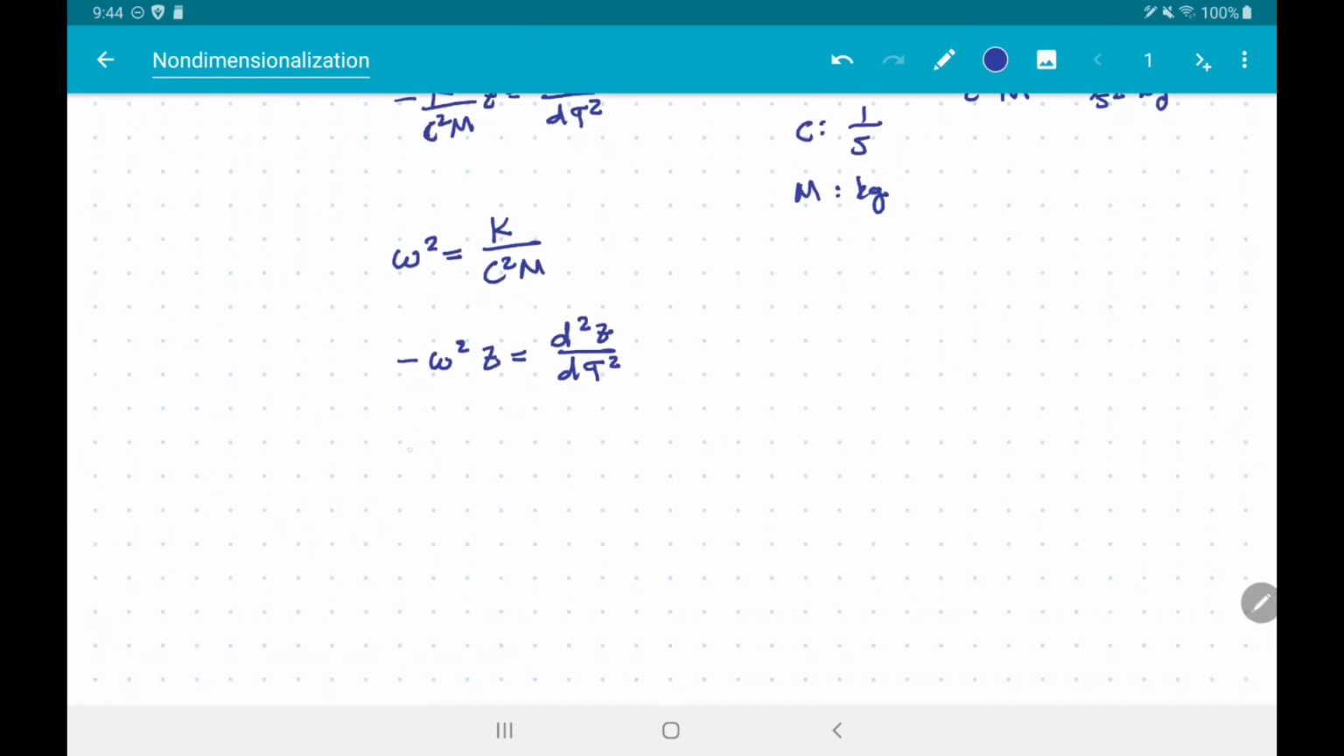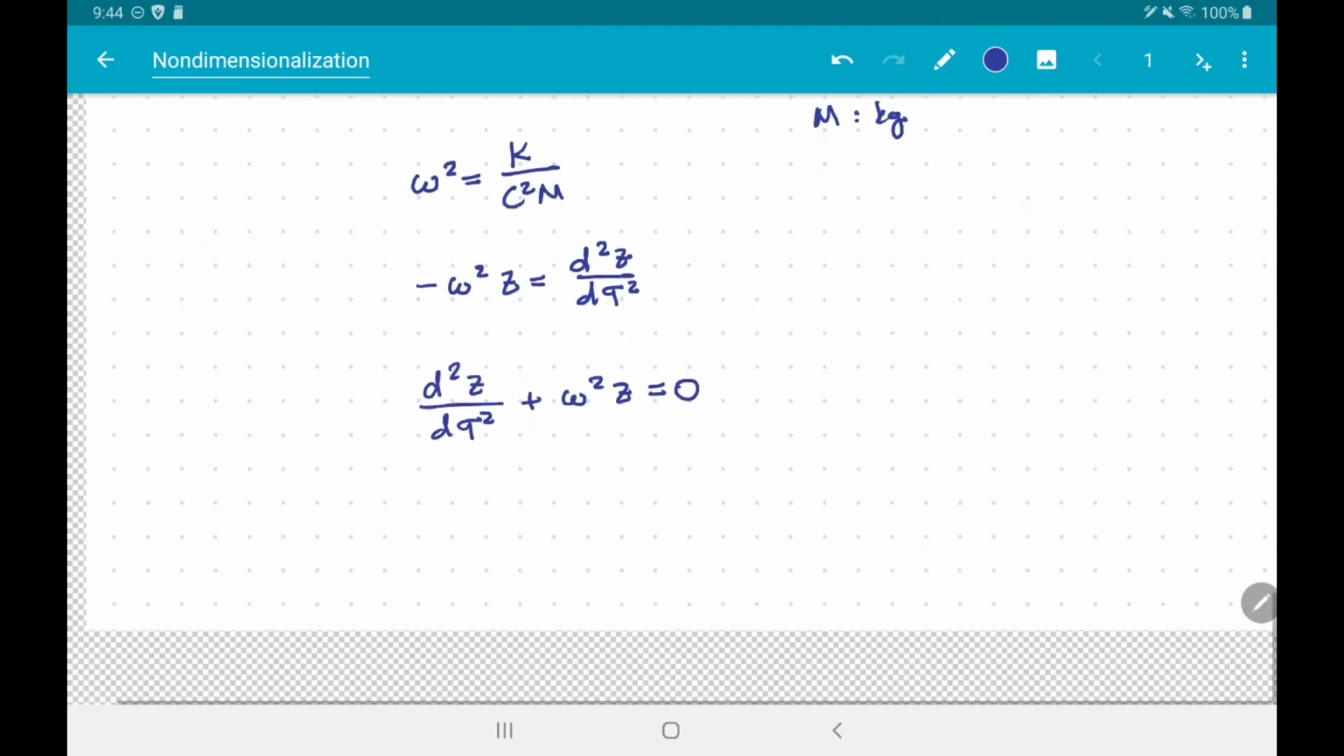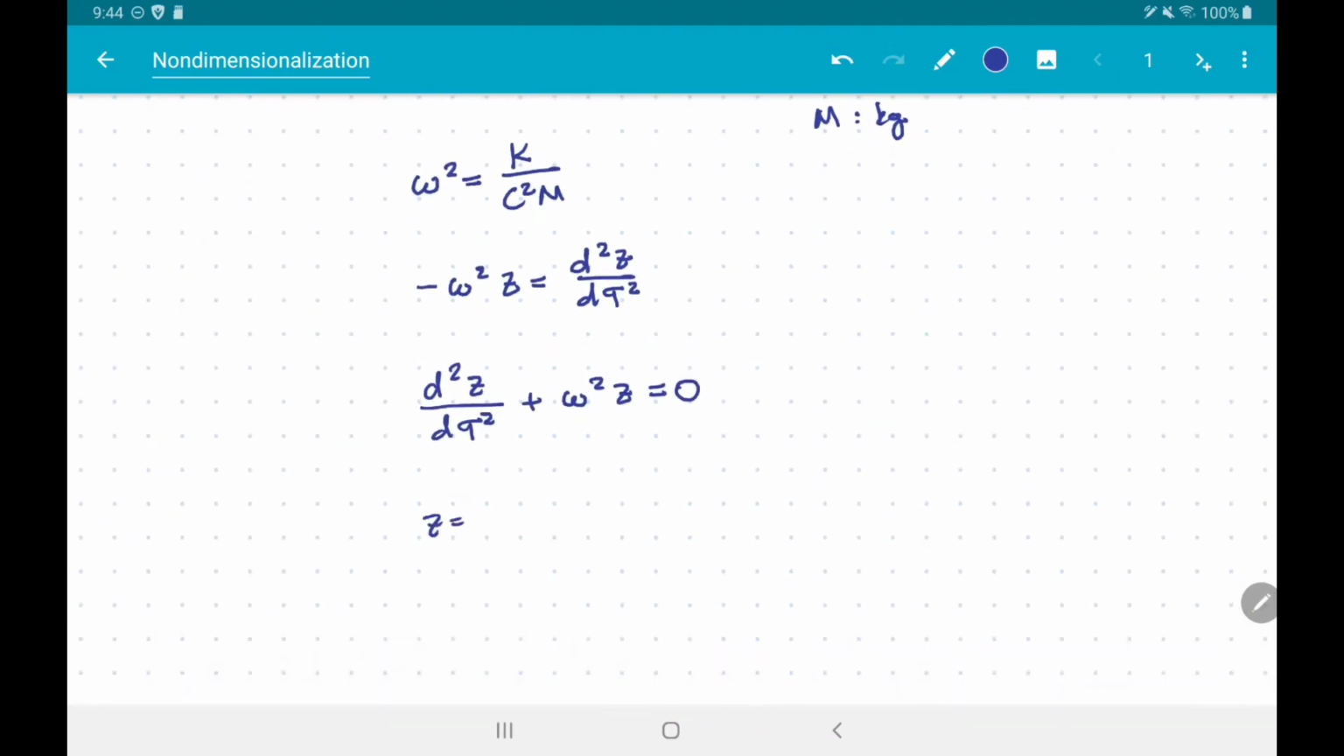You should recognize this as the equation for a harmonic oscillator. And from here you can solve it. The solutions to this are of the form A cosine omega tau plus B sine omega tau. There's other ways of writing them, but these are the simplest ones to remember.